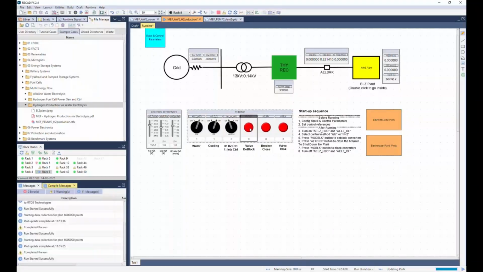This push button deblock this converter. You can see it turns to green color. Then we can connect the electrolyzer to the plant by closing this circuit breaker. I am going to do it by pressing this push button. It is going to trigger a plot update, which is going to take about 10 seconds.